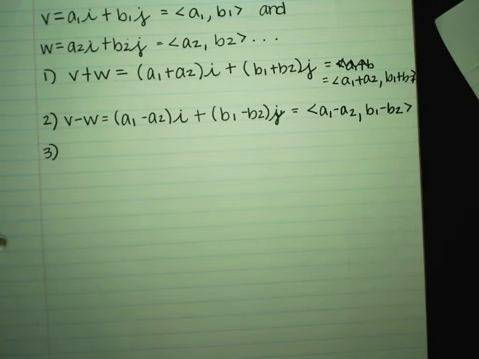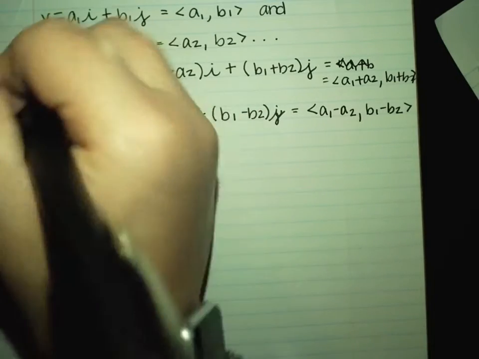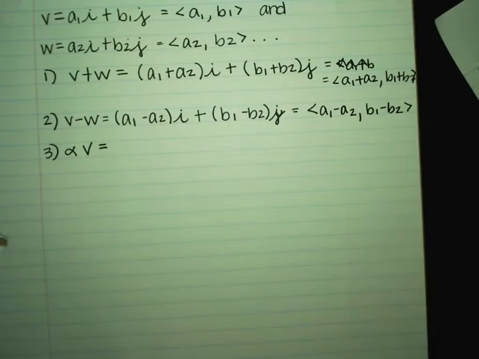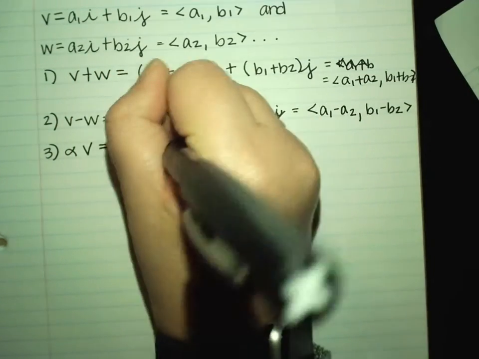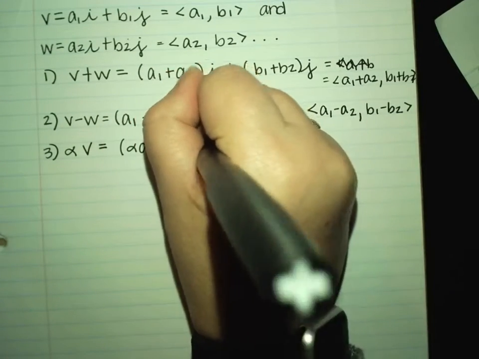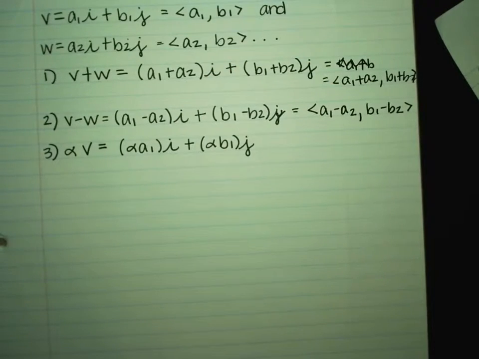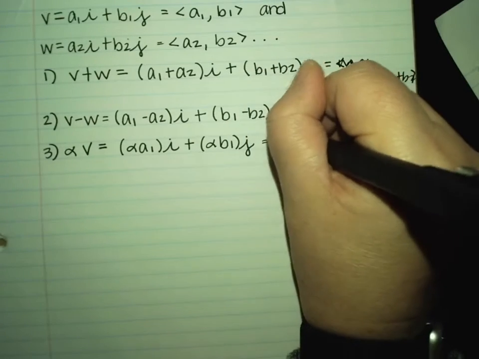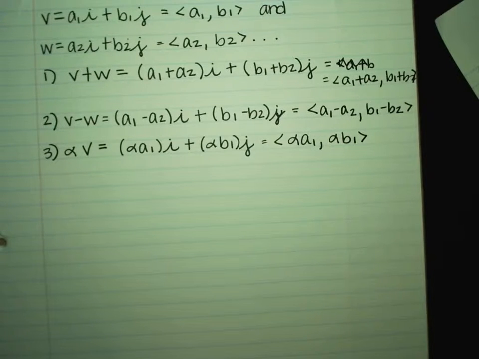Number 3. If we have alpha V, that is equal to alpha A1 I plus alpha B1 J, which is just alpha A1 comma alpha B1, where alpha is a scalar.